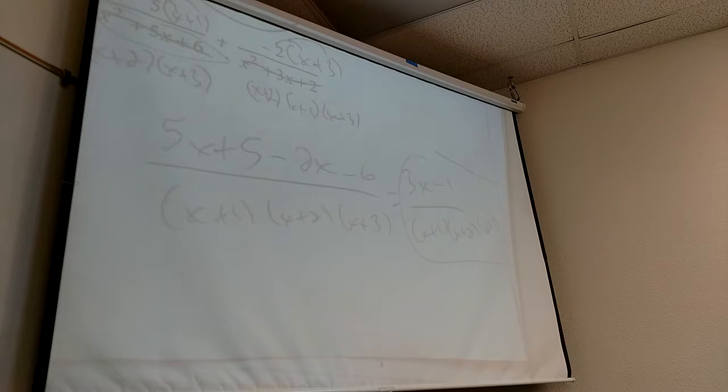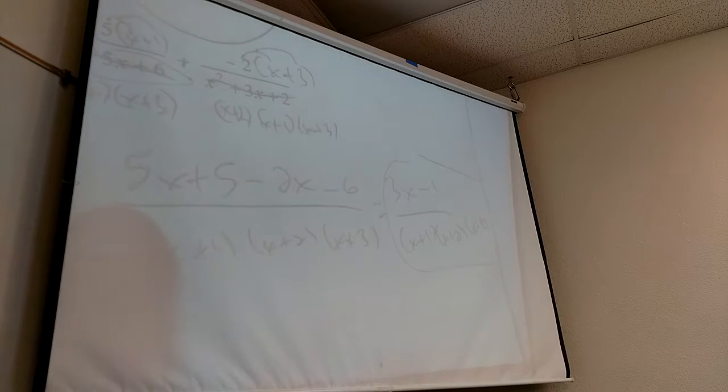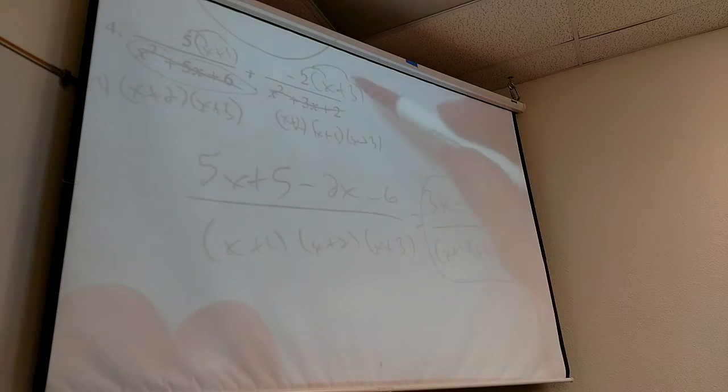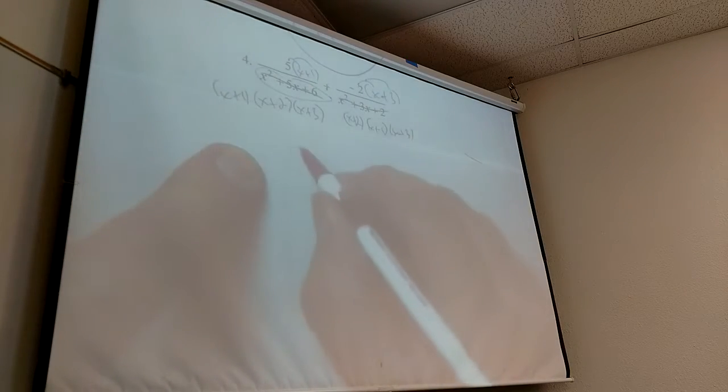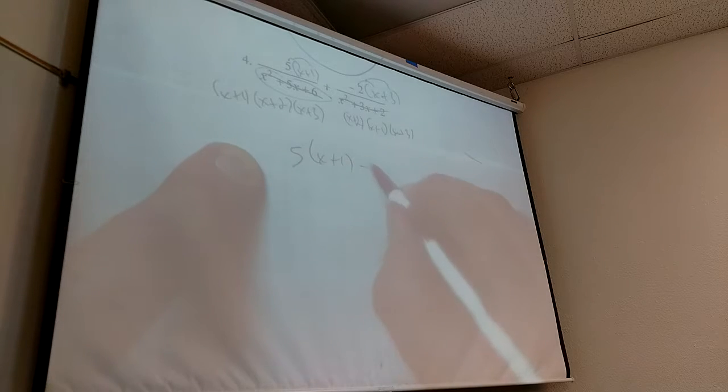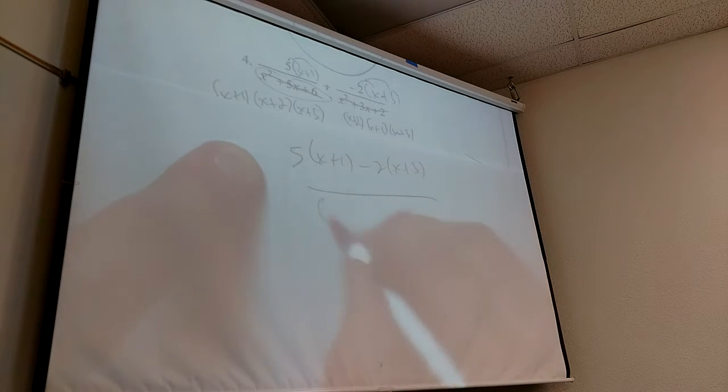Now, I want to show you something. There's a choice I can make as to how to show you to do this problem. Right at this step, right after this step, I could have written it like this, and hopefully you guys see why this would be a bad idea. Focus. Okay. So watch. I could write this as 5 times x plus 1 minus 2 times x plus 3 all over x plus 1, x plus 2, x plus 3. You guys, I could have done that, right?